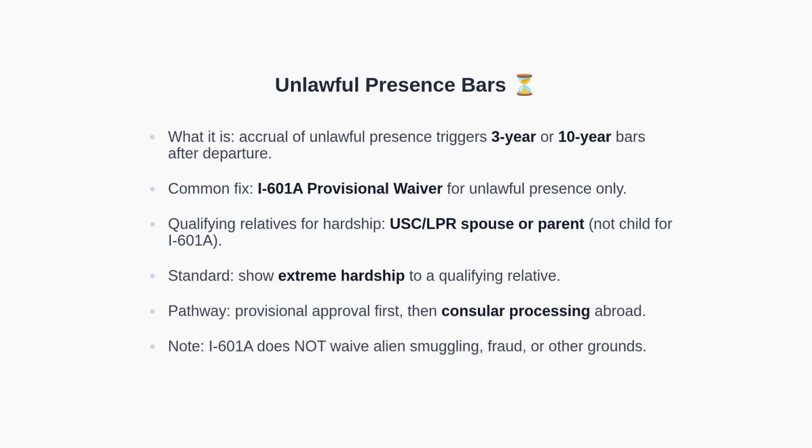Moving on, unlawful presence bars arise from accrual of unlawful presence and trigger 3 or 10-year bars upon departure. Many applicants use the I-601A Provisional Waiver to address unlawful presence only. To qualify, you generally must show extreme hardship to a qualifying relative, usually a U.S. citizen or lawful permanent resident spouse or parent. Children are not qualifying relatives for I-601A hardship. If approved, you complete consular processing abroad. However, the I-601A does not waive alien smuggling, fraud, or other inadmissibility grounds, so this waiver is limited in scope.